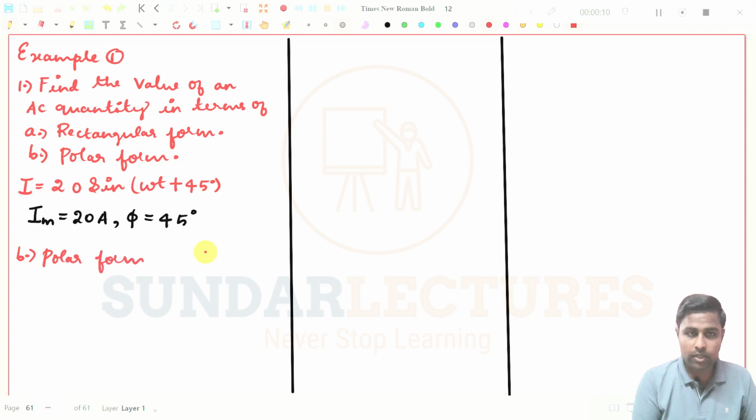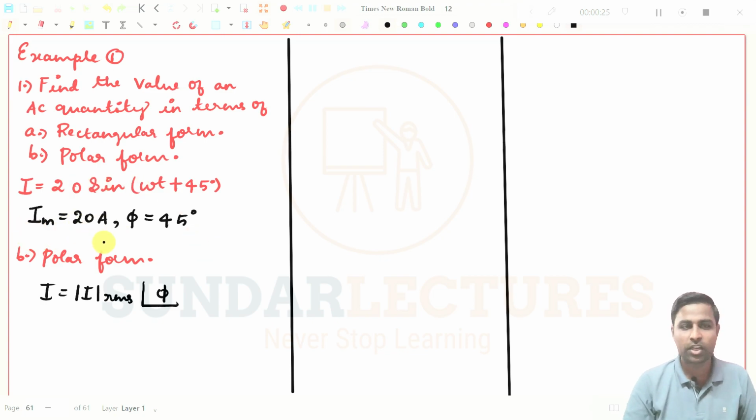So how can you write it in the polar form? Polar form can be written as I, which is equal to the RMS value. This is actually RMS, try to understand. I am just writing it as RMS value at an angle of pi. Both are given here. You need to find what is the RMS value. So it is simple, right?